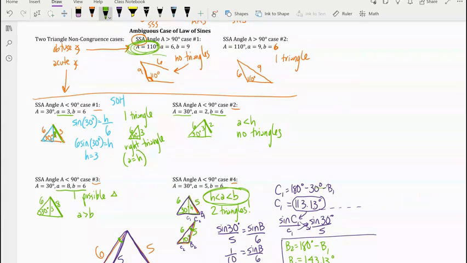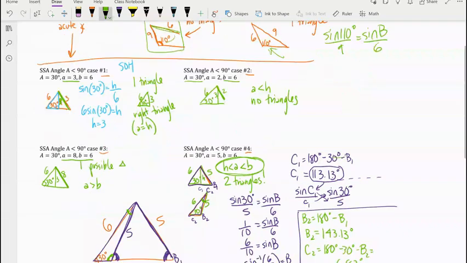Okay, so here we had a contradiction because your smallest side length can't be across from the largest angle measure. That's a contradiction. Here, one triangle was possible. We did not have a contradiction here. So here, I would have just set this up as, okay, sine of 110 over 9 is equal to sine of b over 6. And then I would have just used sine inverse, and I would have been fine. And I would just solve it, okay?